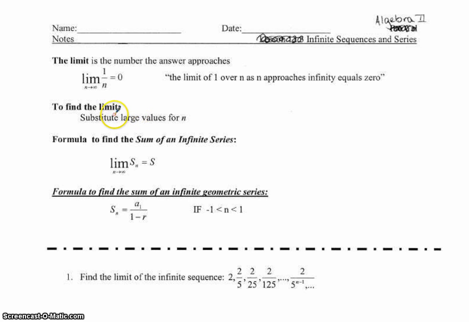So to find the limit, you just are going to substitute large values for n. And I'm talking really big numbers like 100, 500, huge numbers. The formula to find the sum of an infinite series is the limit of S sub n as n approaches infinity equals S. The formula to find the sum of an infinite geometric series is going to be S sub n is equal to a1 over 1 minus r. Now, your r has to be between -1 and 1.